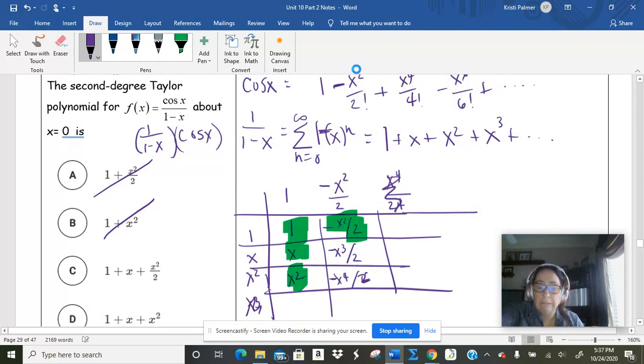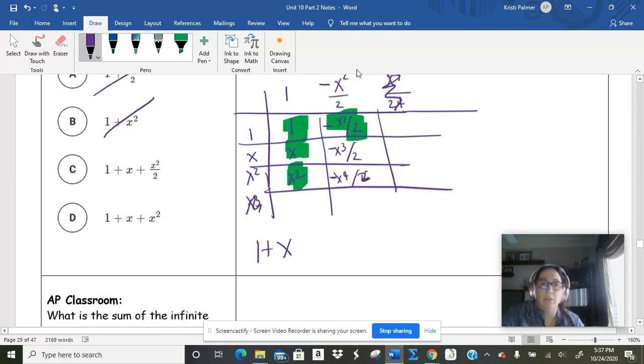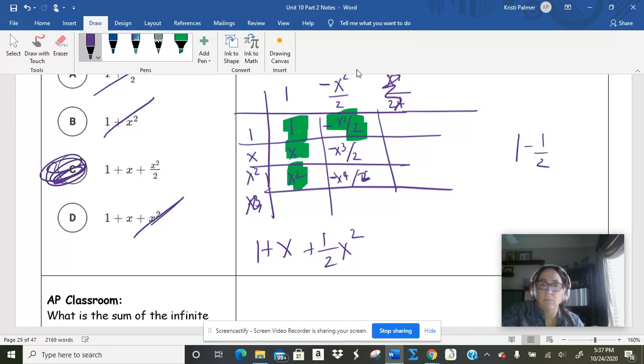Negative. Okay. So now I need to put those two together. So that's kind of like 1 minus 1/2, which is a positive 1/2 x squared, which is this one.